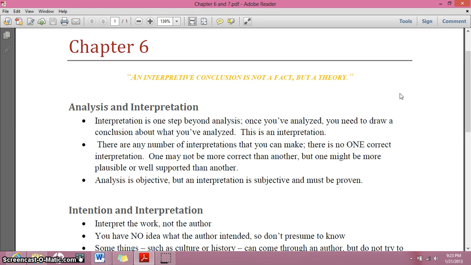Chapter 6 and Chapter 7, I'm just going to combine into one lecture because they're not particularly long. So hopefully that saves you a little bit of time. Chapter 6 is all about interpretations.